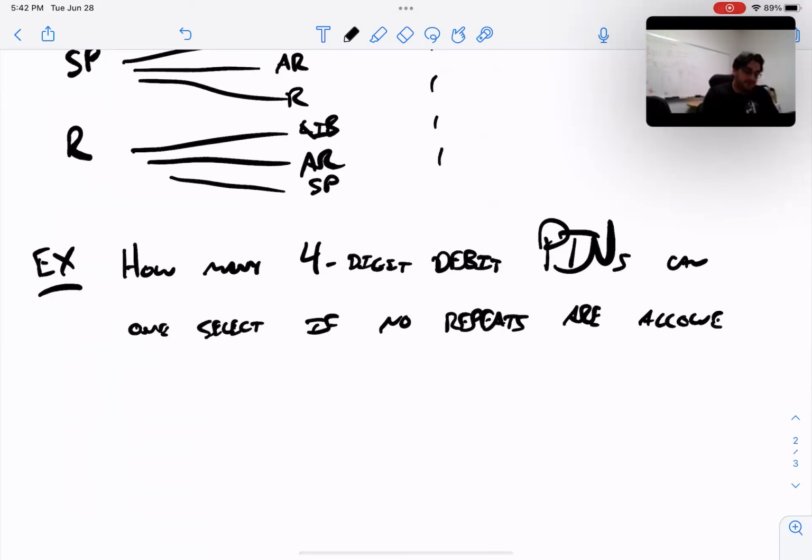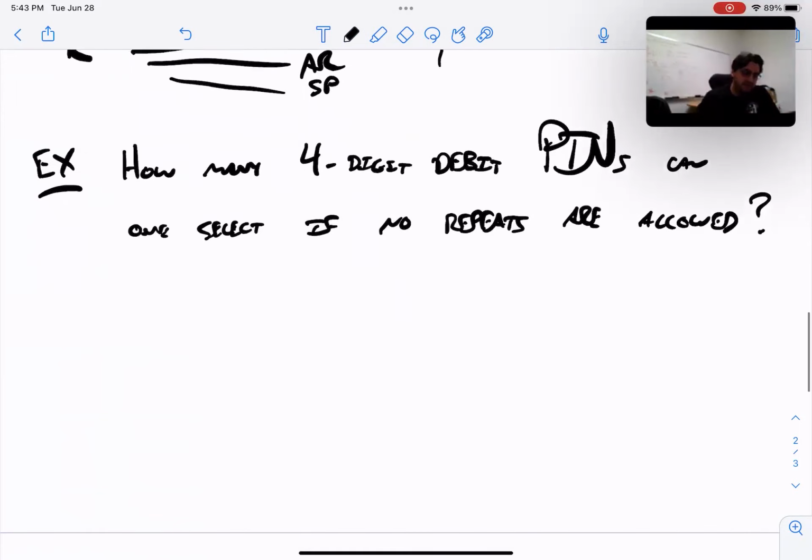Right, so maybe your bank has a rule that you're not allowed to just go 7777 for your PIN. And maybe they overdo it, and they don't just require at least 2 distinct numbers in your PIN, but they say no repeats at all. You can't even do 7417, because of the repeated 7. They say you have to pick 4 different numbers. So what would this do to the number of PINs?